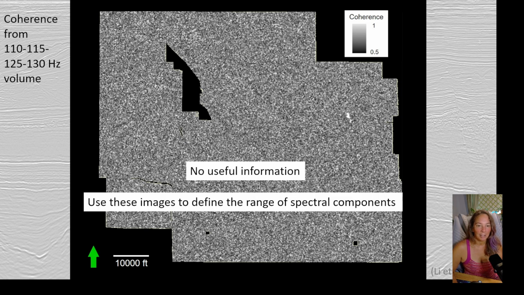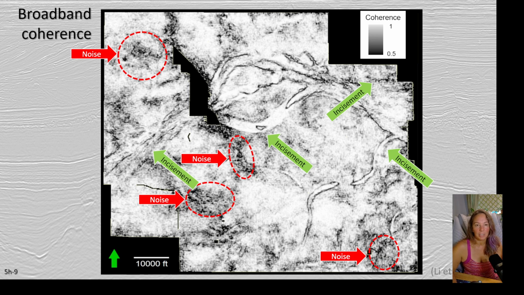Moving up again, you can step through your volume to try to identify which parts of your broadband seismic volume are ones you want to focus on. In this case, we're probably looking from about 25 to 50. And so now we can look at the broadband coherence.